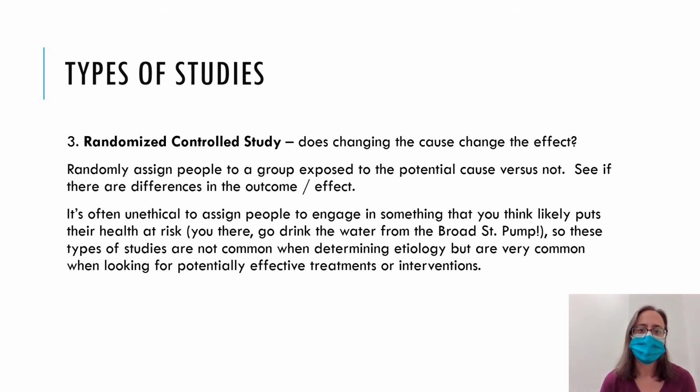The third type of study is the creme de la creme of medical research or public health research studies, and that's a randomized controlled study. What that does is allow you to see if changing the cause ends up changing the effect. And the way you do that is you're going to randomly assign people to either get exposed to the potential cause or risk factor or not, and see if there's a difference in the outcome.